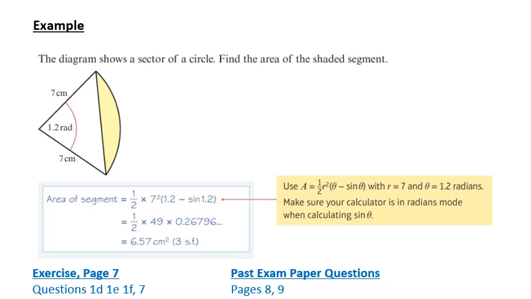So back to the exercise on page 7, question 1. If you look at D, E and F, on those ones you're asked to find the area of a shaded segment, so you can have a go at 1, D, E and F. Question 7 is another nice question if you want to have a go at that, but anything from that page would all be good practice. And then on pages 8 and 9 you've got some past paper questions, so I recommend that you have a go of those. The mark schemes are also in your booklet, so you can check your answers to the past paper questions.